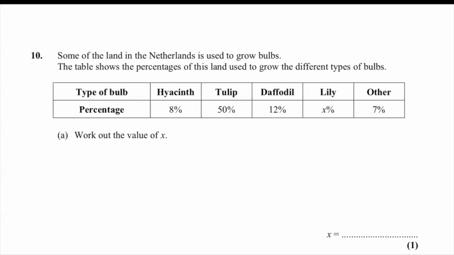So we've got different bulbs and the percentages. We've got to work out X. That's got to add up to 100%. So you're going to add up what they've given you, which will give you a total of 77. Take that away from the 100, and you've got your 23.